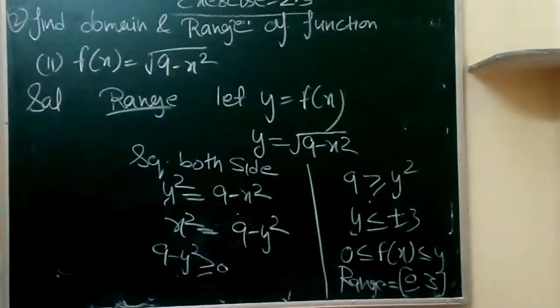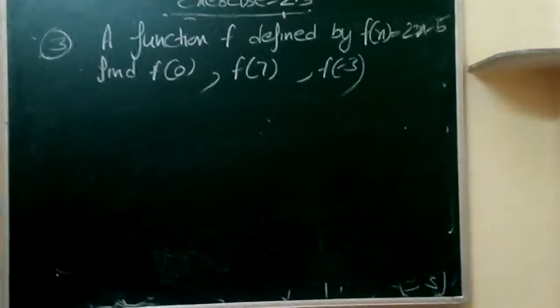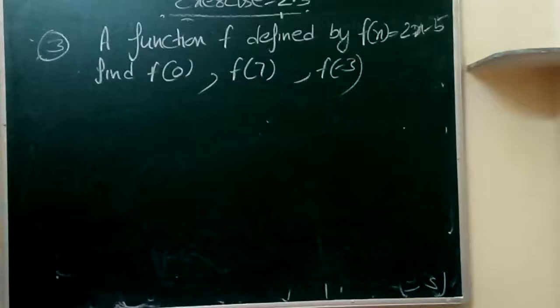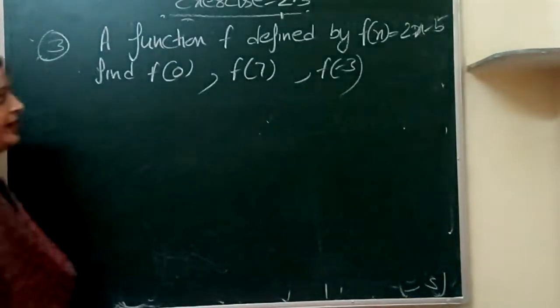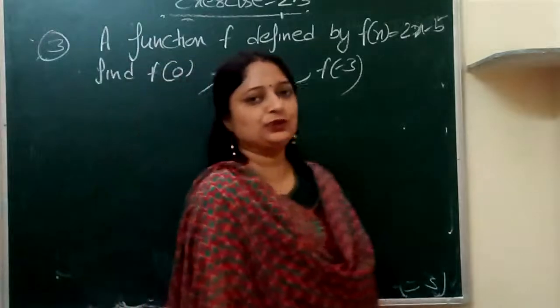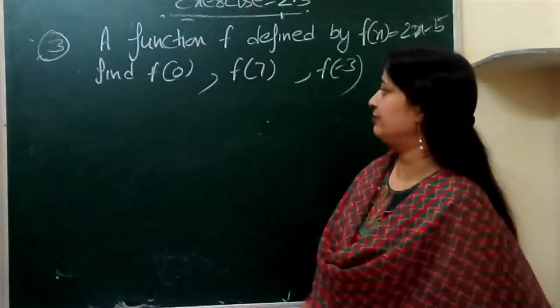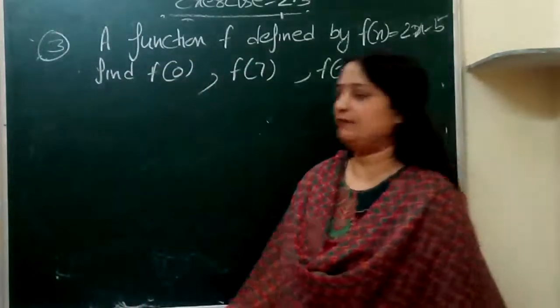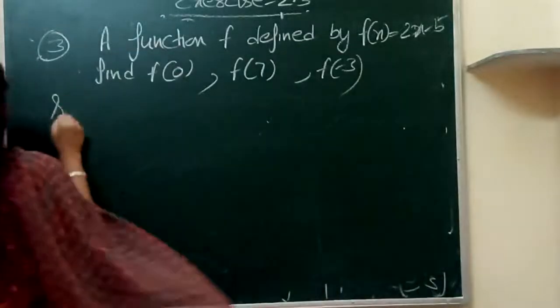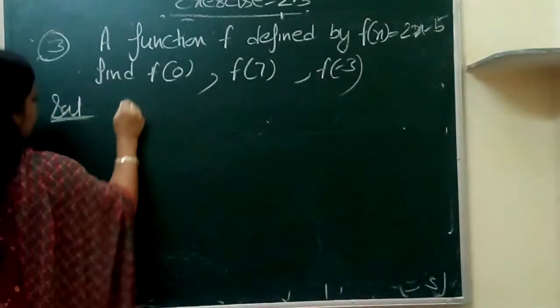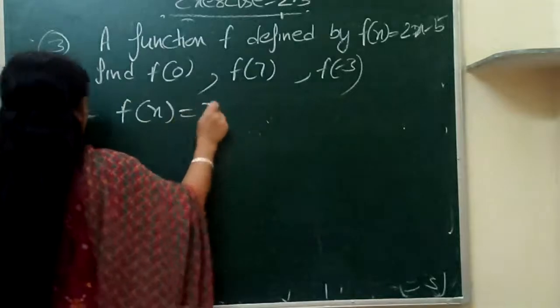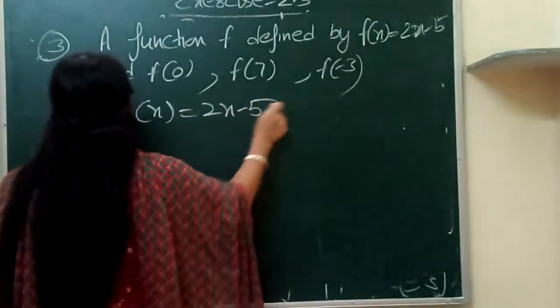Now students, solve the third question. In the third question, a function f is defined by f of x equal to 2x minus 5, and find f of 0, f of 7 and f of minus 3. So let us start the solution. f of x is equal to 2x minus 5. First of all, find out the value of f of 0.